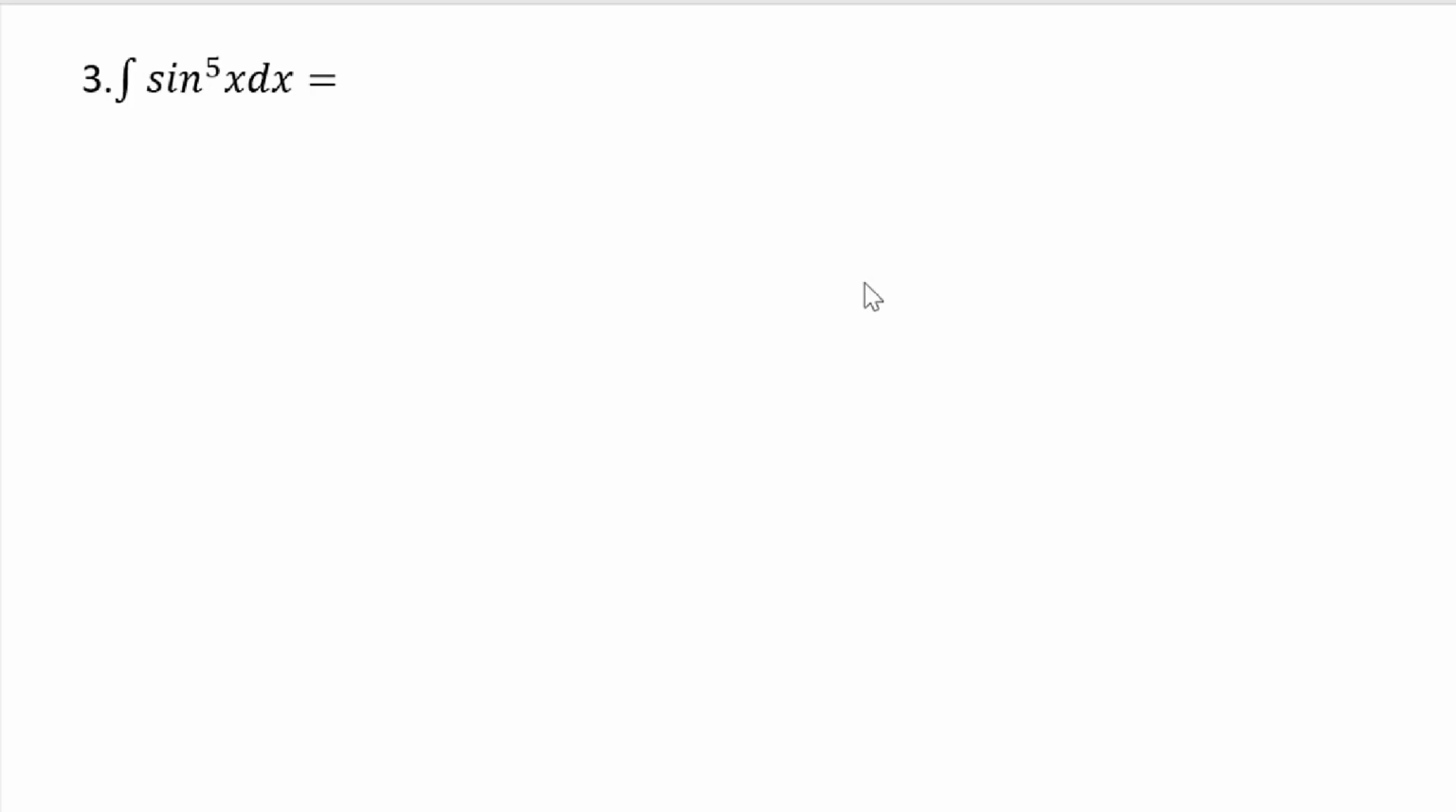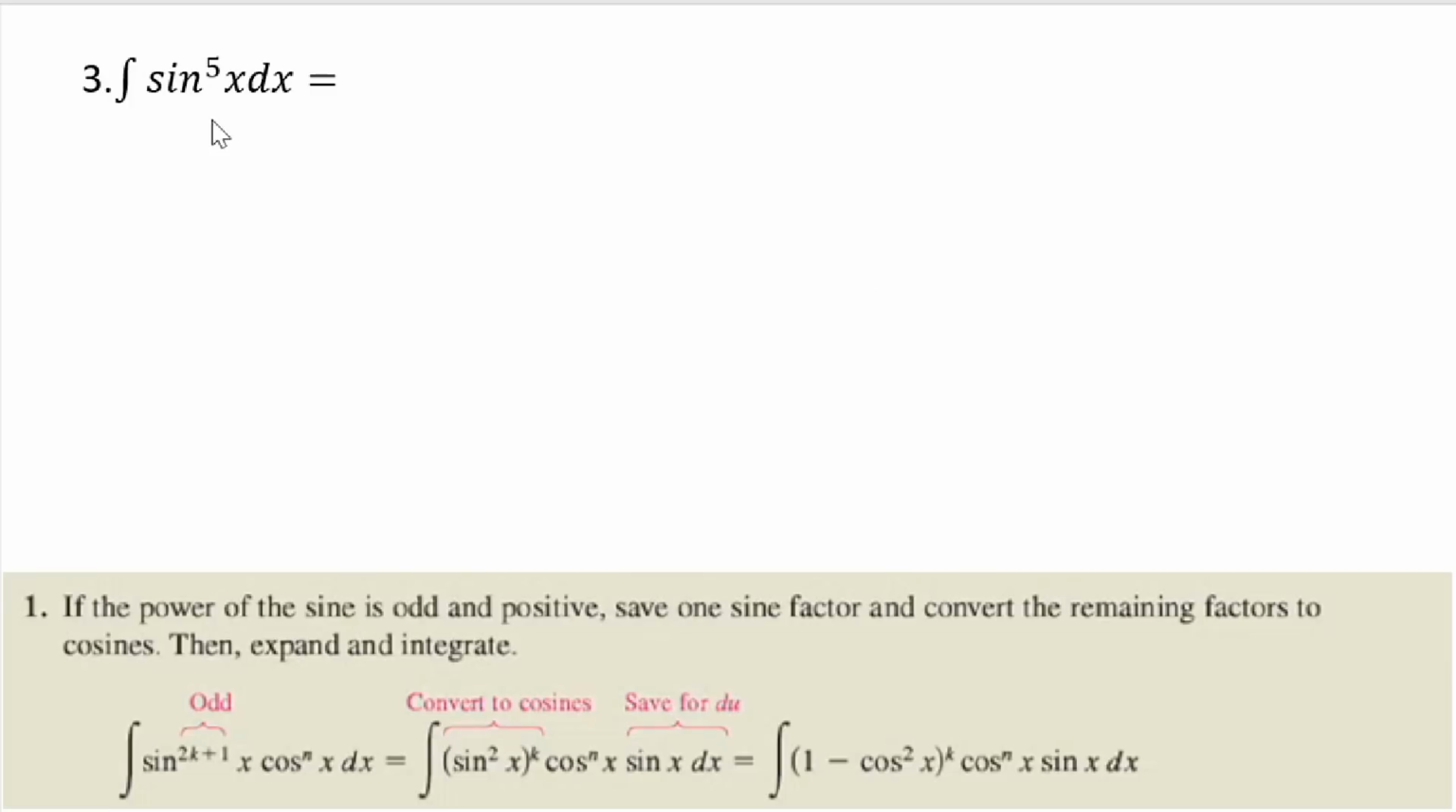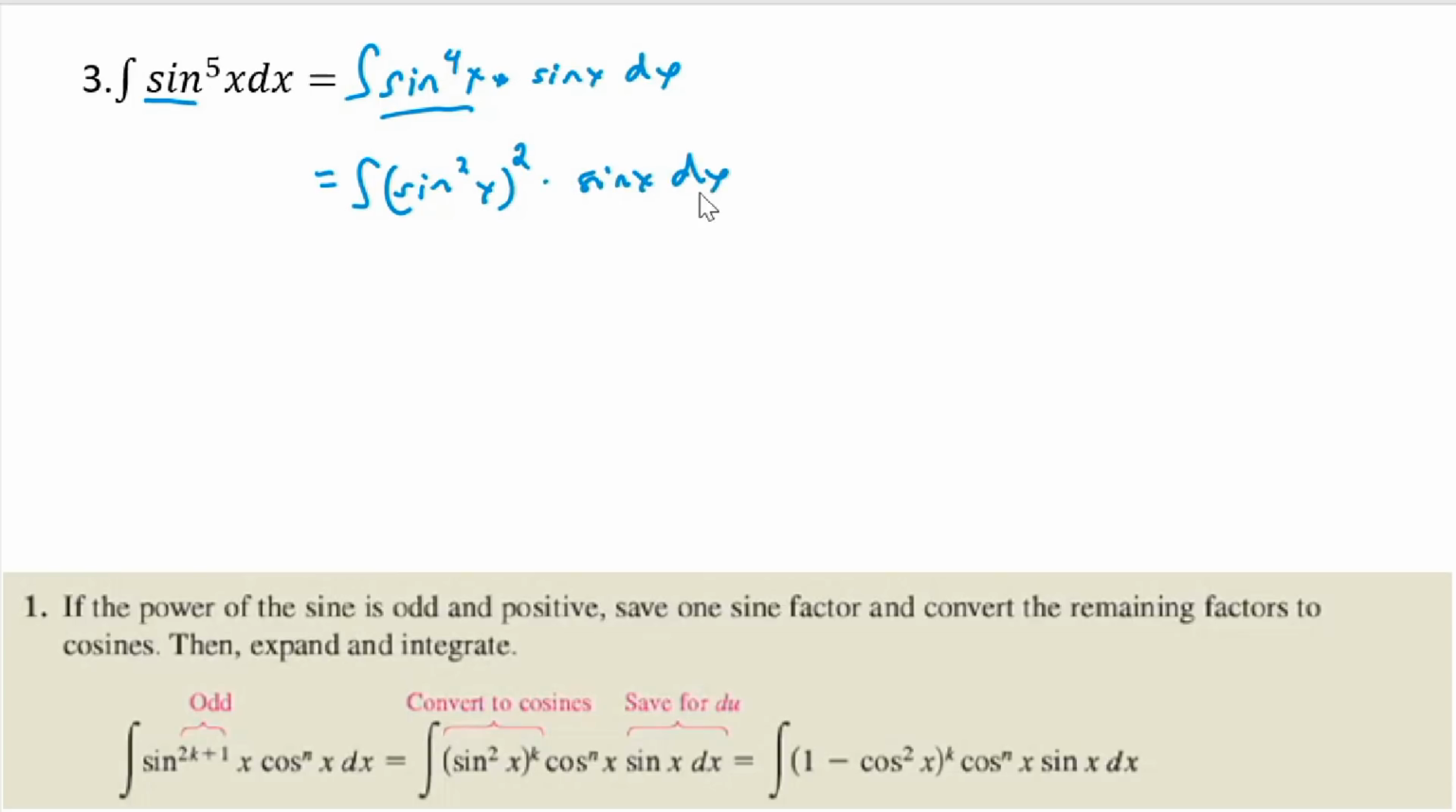Okay, for number 3, we have the integral of sine to the power of 5 of x dx. So in this kind of example, we're going to factor out the sine to the power of 5 of x. In a way, we are going to save 1 sine of x. So we can write now as sine to the power of 4 of x times sine of x dx. But since this one has a power of 4, that can be factored and written as sine squared x and then the quantity of that raised to the power of 2 times sine x dx.